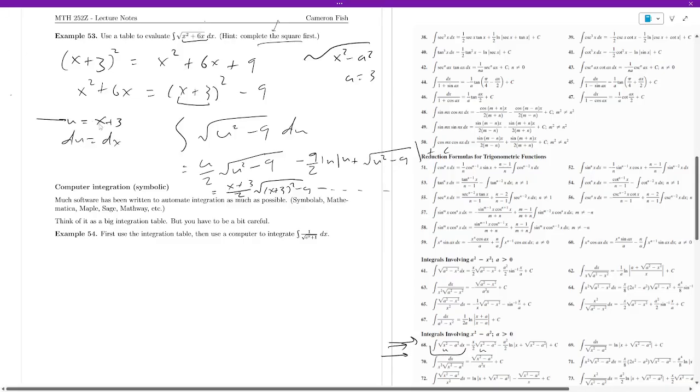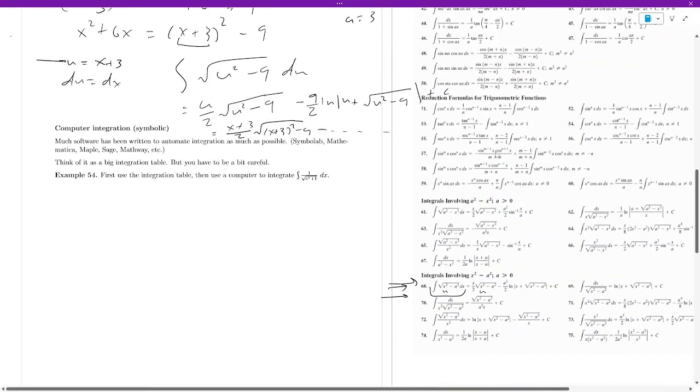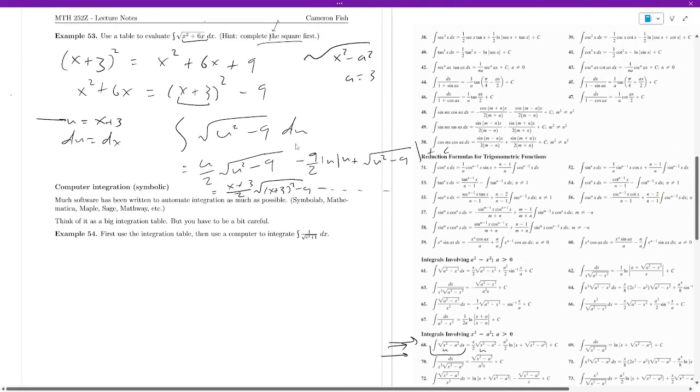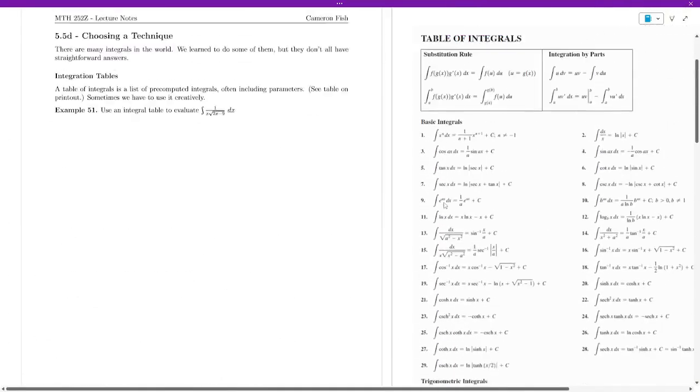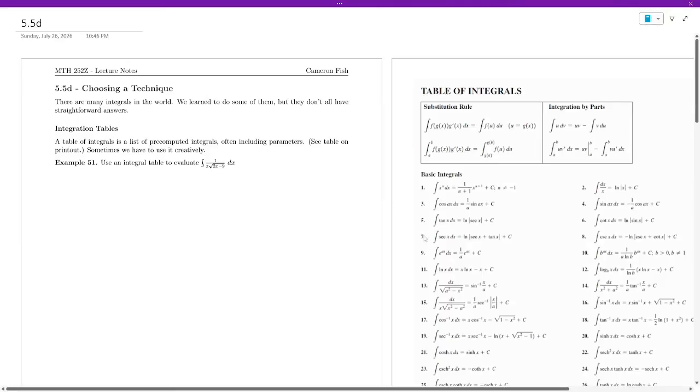Okay, so that's pretty much using the table. You have an integral, maybe it matches the table exactly, maybe it doesn't, but you can rearrange it to match the table, and then you can get an answer. If we were doing a definite integral, you just plug in your numbers at the end, right? Okay, so that's sort of the point of a table of integrals.